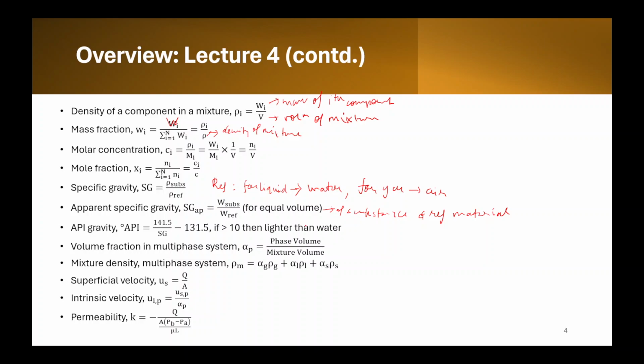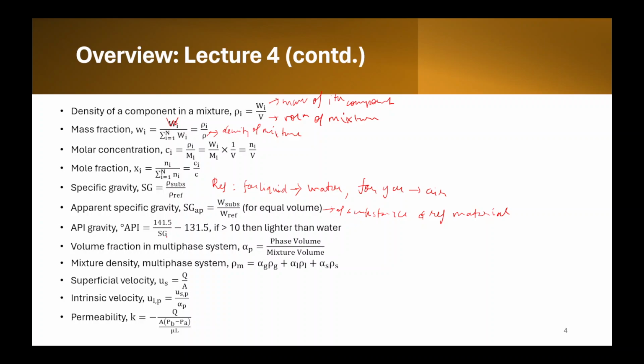Next, volume fraction in multi-phase systems was discussed. So, volume fraction will be given as volume of that phase upon the total volume, or the volume of the mixture. Next, the mixture density of the multi-phase system is the relation for that is shown here. So this is the volume fraction of gas. This is the density of gas. This is volume fraction of liquid. This is density of liquid. This is volume fraction of solid, and this is the density of solid. So if there are three phases involved and we know the volume fraction and their individual densities, we can find out the density of the mixture.